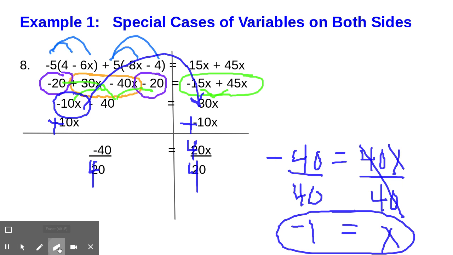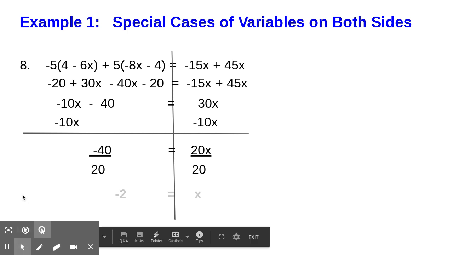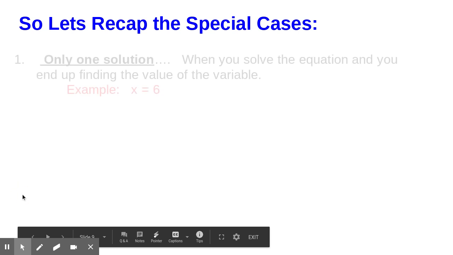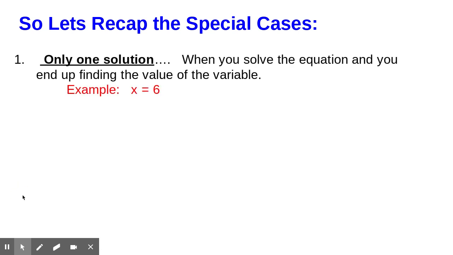Okay. Now, those are my examples that I had for you. If you need to go back through and rewatch this, please do so. But let's recap the special cases, okay? So there's 3 different cases. The first one is when you only get one solution. That's what we've been working up until this point, is when you solve the equation and you end up finding the value for the variable, you get an answer. So your answer would be, for example, x equals 6, okay?